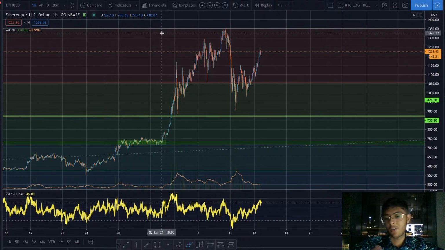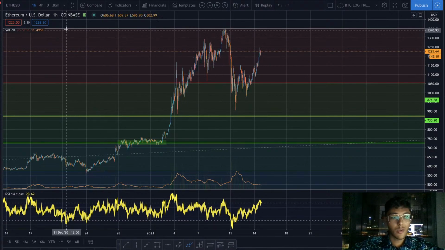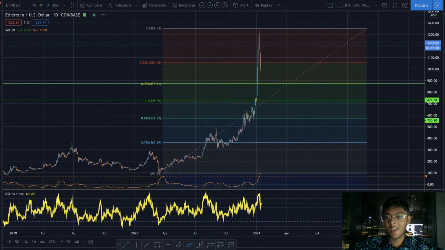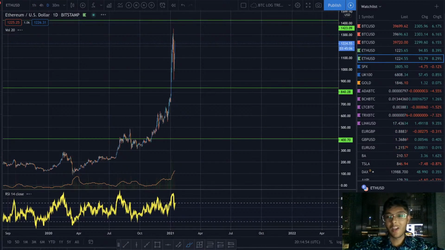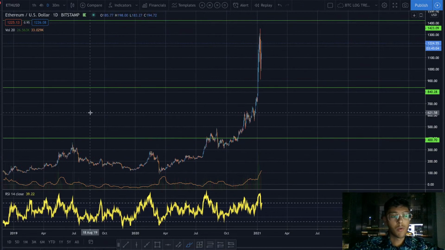So I saw a tweet from Carl the Moon. I'm sure a lot of you guys know the Moon, who mentioned that Google Trend searches for Ethereum are at all-time highs right now, but the price is not. The price is close. The all-time high for Ethereum is at $1,400. So we're only about, I don't know, like $170 away from breaking that all-time high.